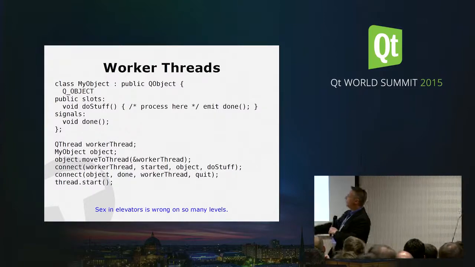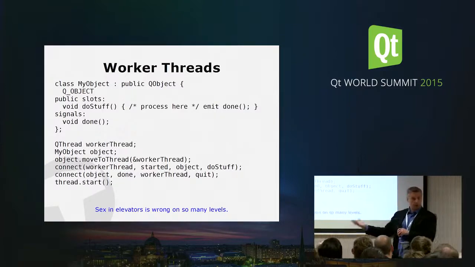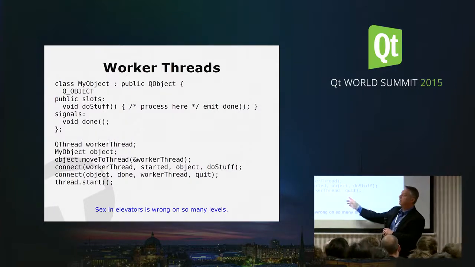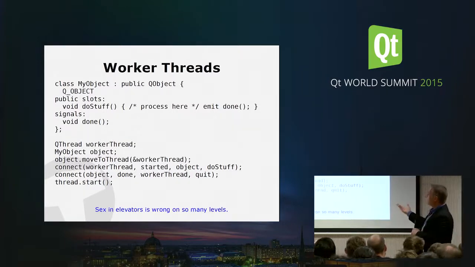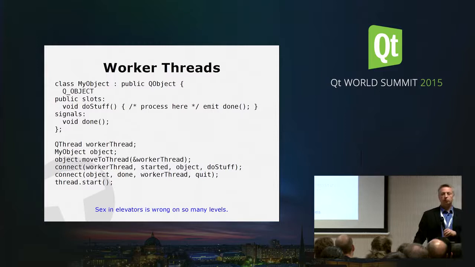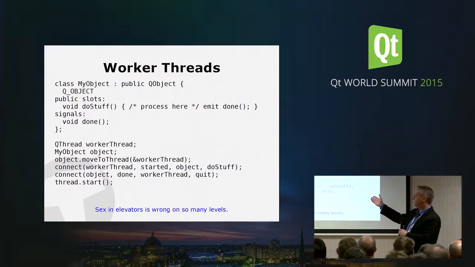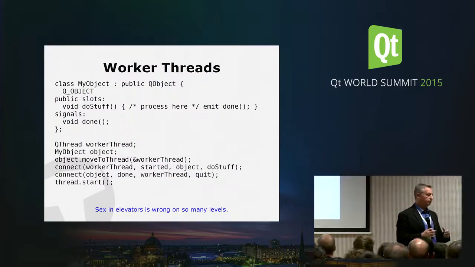The only thing you do is you call moveToThread on the object and say this is the thread you want to work in, and then you connect the worker thread's started signal, when it says the thread is now started. So the object itself just does whatever it is the object does. And when the object is done, it calls quit on the thread. Everything is easy.